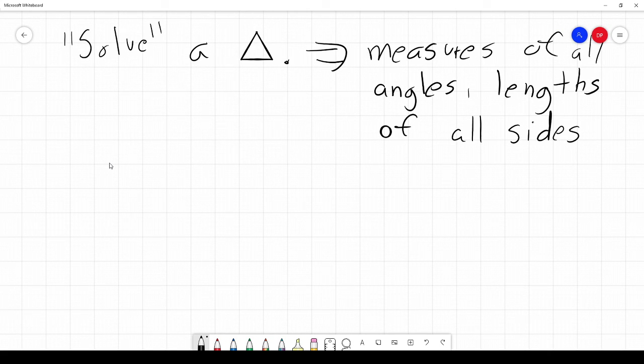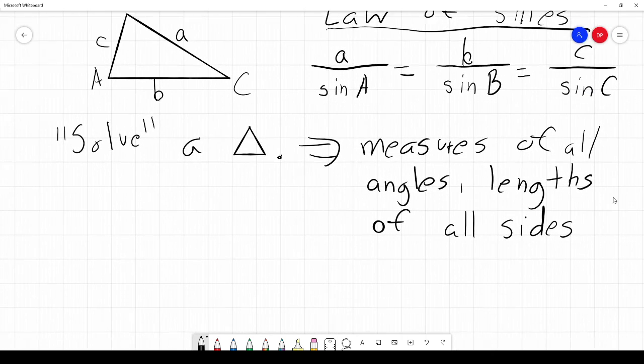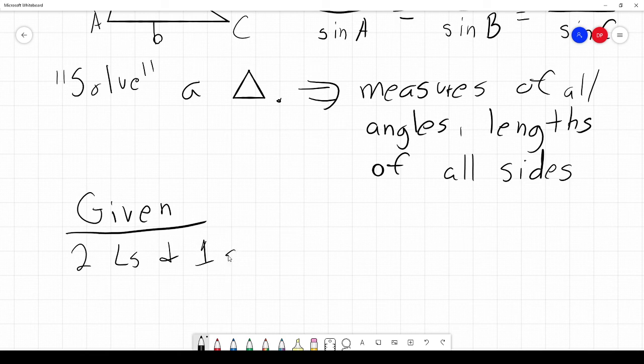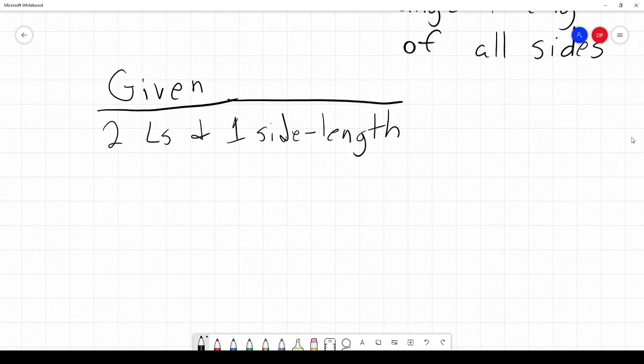The problems that you will see fall into two categories. You might be given two angles and one side length. That's one possibility, and I would say that case is probably a little easier, because if you're given two angles, it's really easy to find the third angle. So you really just need to find those two side lengths.